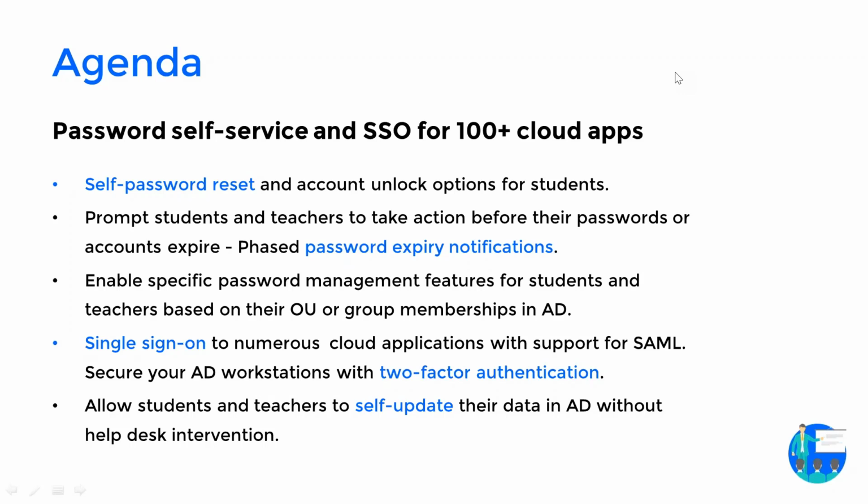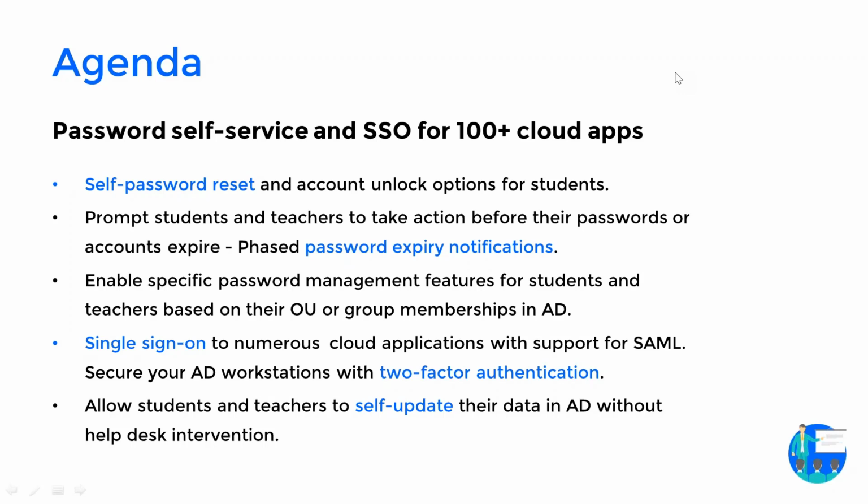Alright, and lastly, we'll also be discussing those basic attributes for which you'd want your users to be able to do a self reset or a self update in Active Directory. It could be their phone number, their personal email address, even their home address, that you'd want them to have control over and be able to change without an administrator stepping into the picture. So that would pretty much be the agenda for today's session.